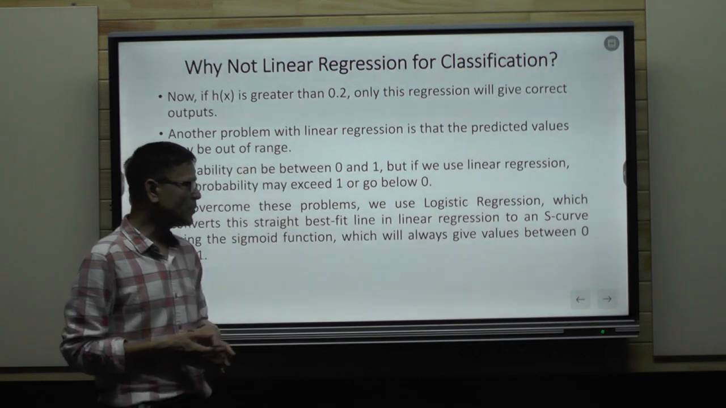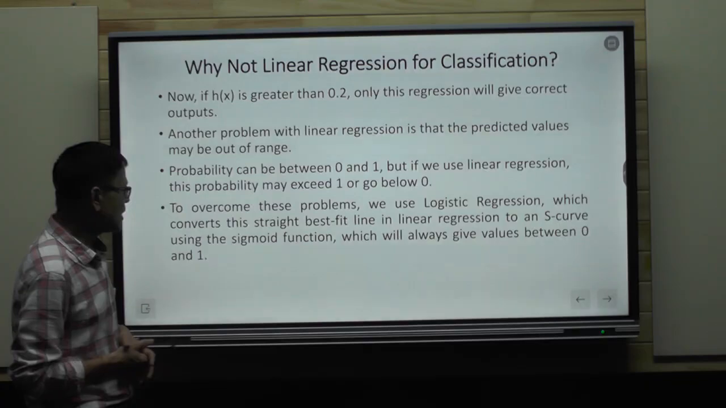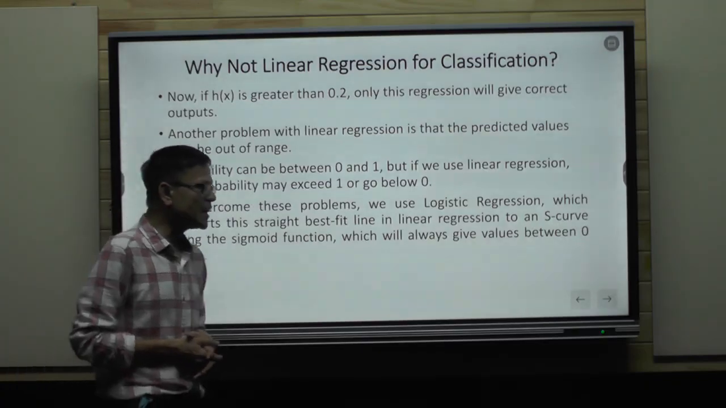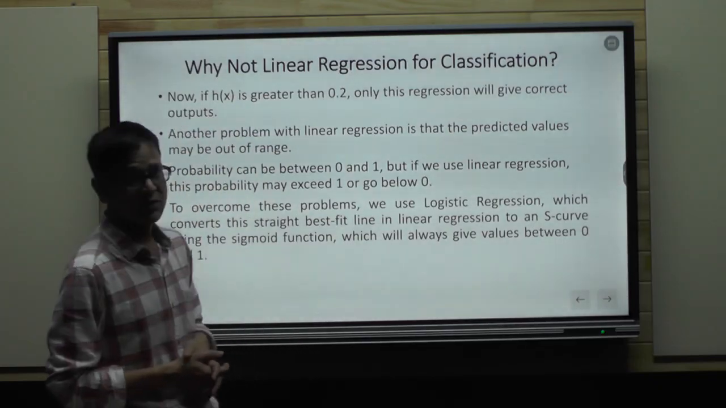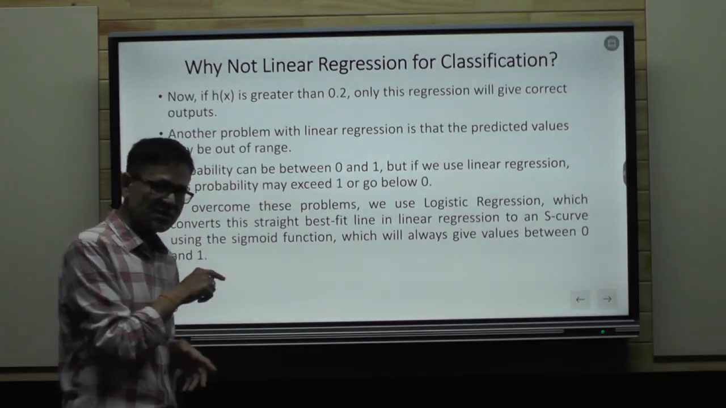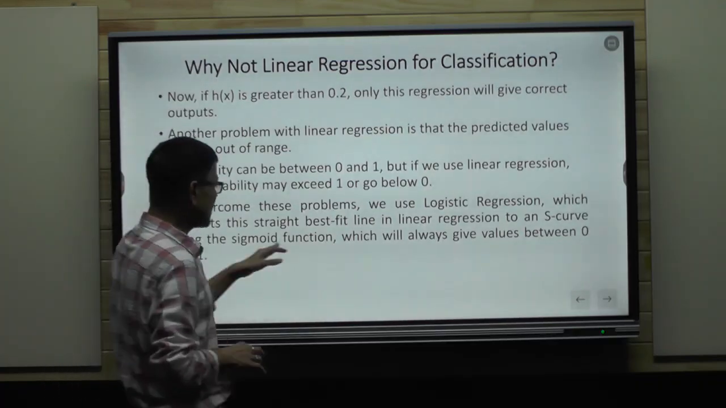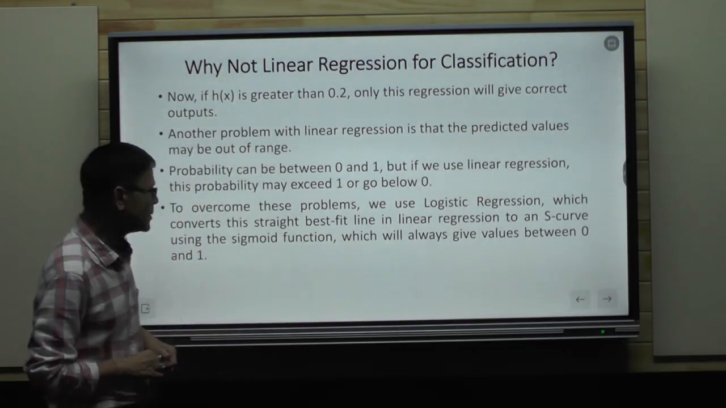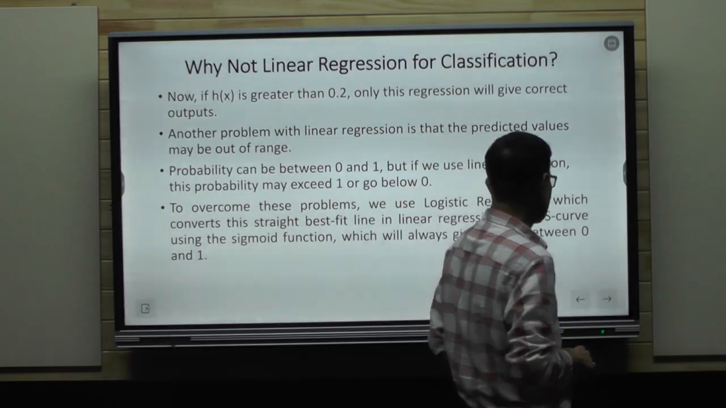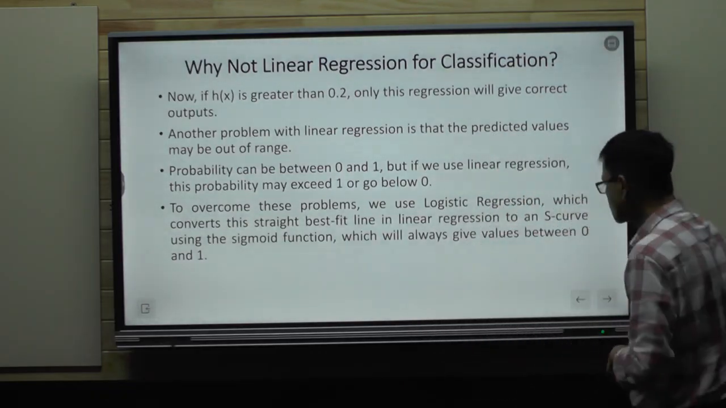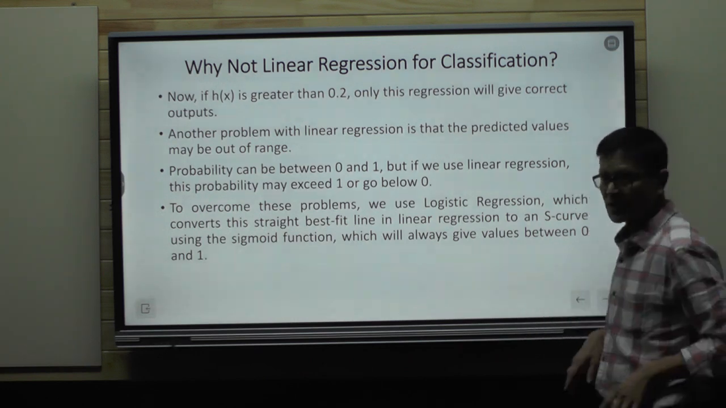To overcome this problem, we use logistic regression, which converts the straight line, the best fit line in linear regression, to an S curve. S stands for sigmoid, and it makes a shape resembling an S. This sigmoid function will always give a value between 0 and 1. So if we use this sigmoid function or S curve, we can map the value between 0 and 1. So this solves our problem.